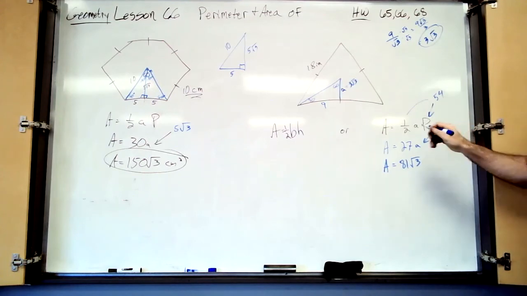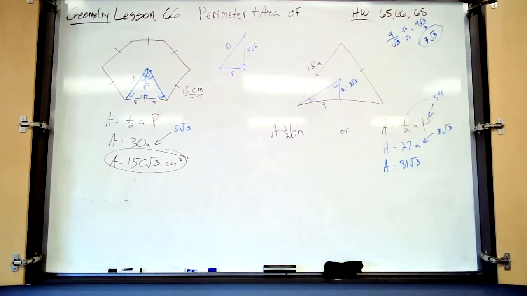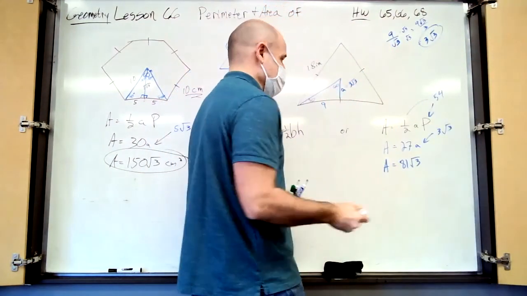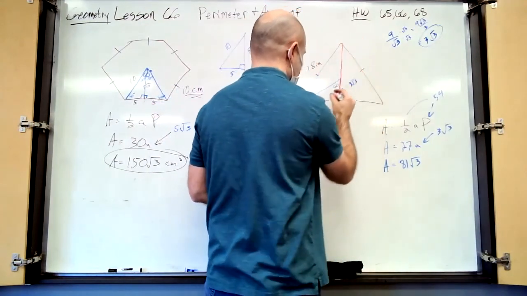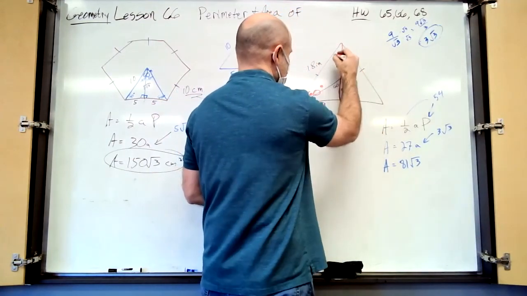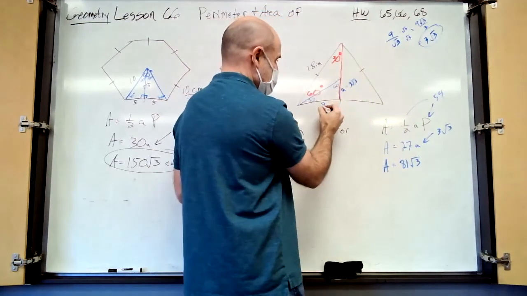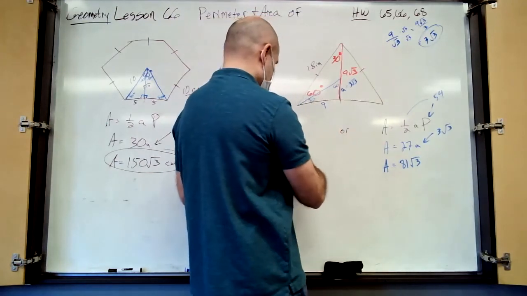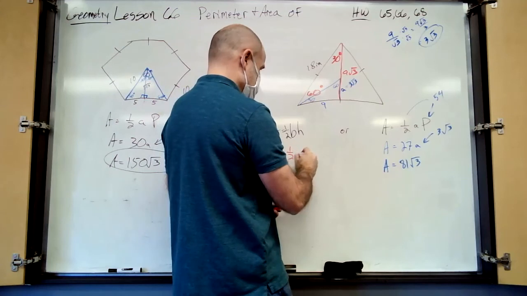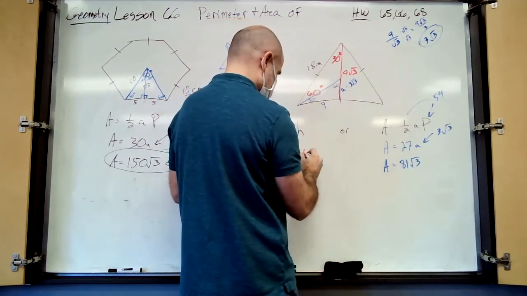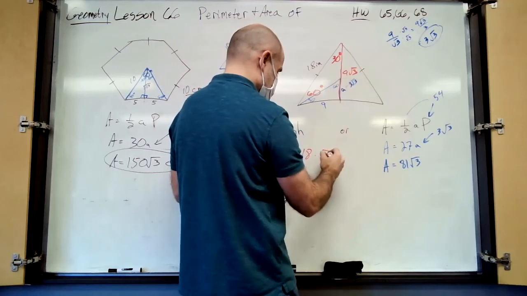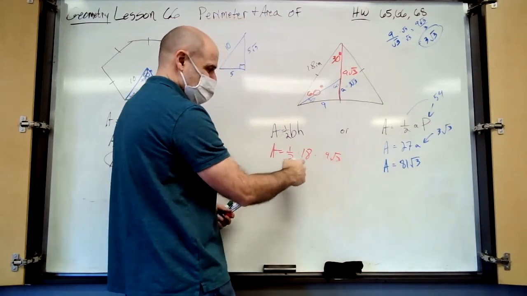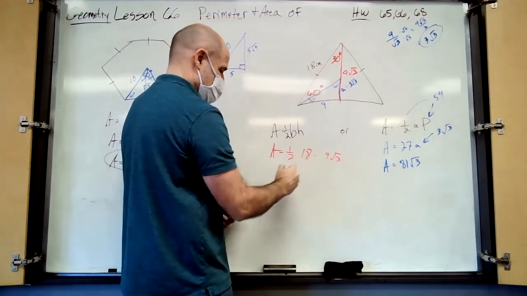Okay, now let me show you the base times height way. If I do it the base times height way, I need to find the height. Well, look at the height. The height is a 30-60 triangle. So if this is 9, this is 9 radical 3. So 1/2 base times height: 1/2 base is 9, and then the height is 9 radical 3. So 9 times 9 radical 3 is 81 radical 3.